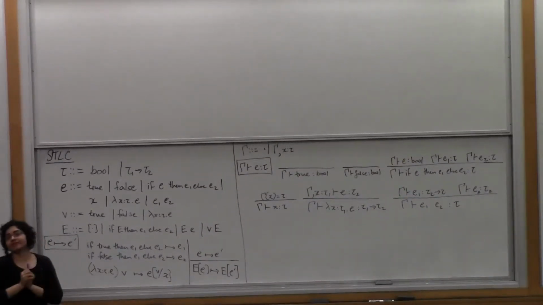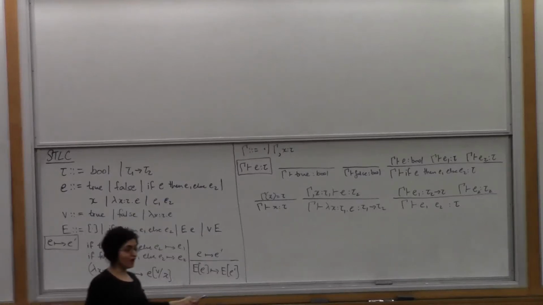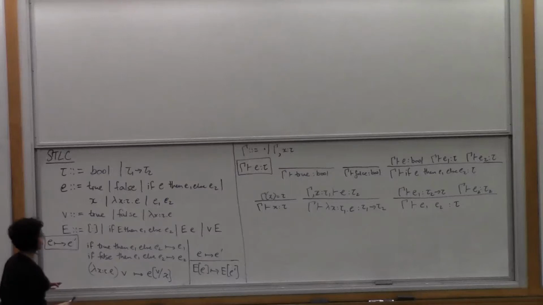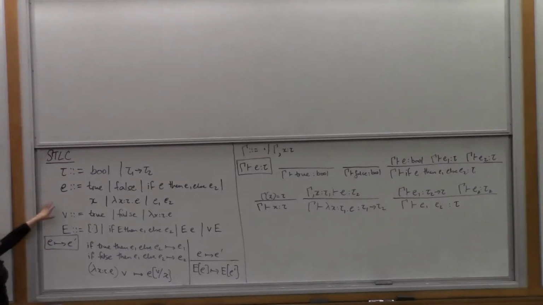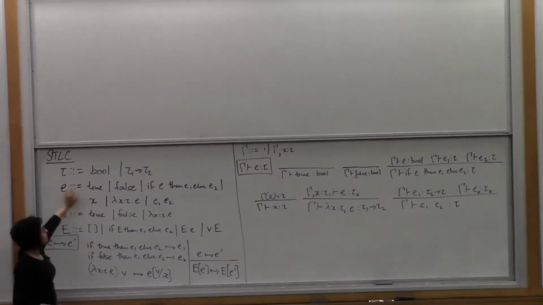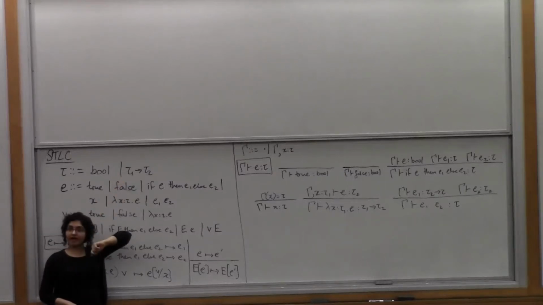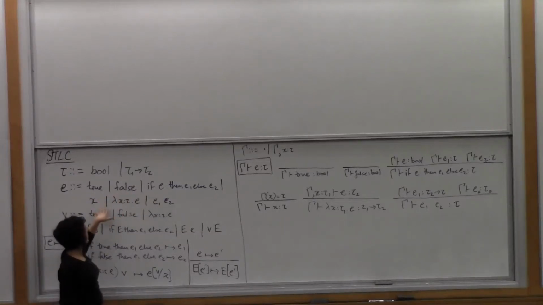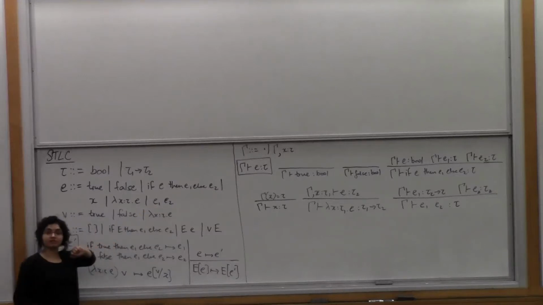So here's the simply typed lambda calculus. Hopefully you're all completely familiar with this, but let me just go through it. It's the simply typed lambda calculus with booleans added. So we have booleans and we have functions, τ1 → τ2. Expressions in the language include true, false, if-then-else, and of course variables, abstraction, and application.